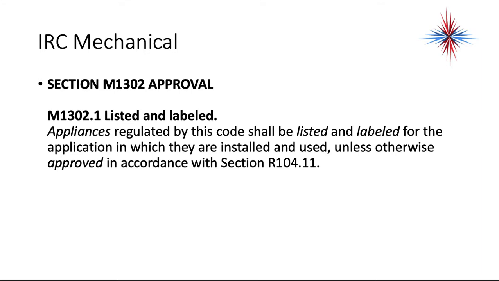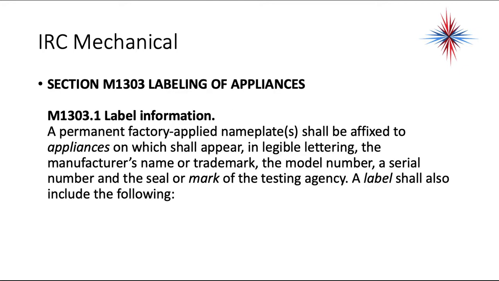1302.1, approval: appliances regulated by this code shall be listed and labeled for the application in which they are installed and used, unless otherwise approved in accordance with Section 104.11. Labeling information: a permanent factory-applied nameplate shall be affixed to the appliances, on which appear in legible lettering the manufacturer's name or trademark, the model number, a serial number, and the seal or mark of the testing agency.